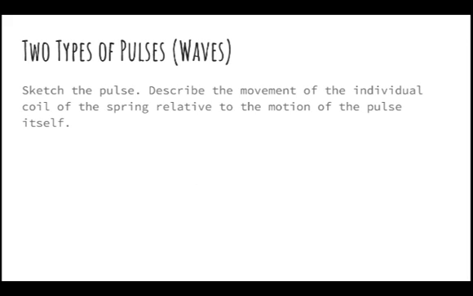So we're going to talk about two types of pulses, or essentially waves, today. So what I want you to do while you watch the short video clip is to sketch the pulse. After you've sketched it, describe the movement of the individual coil of the spring relative to the motion of the pulse itself.